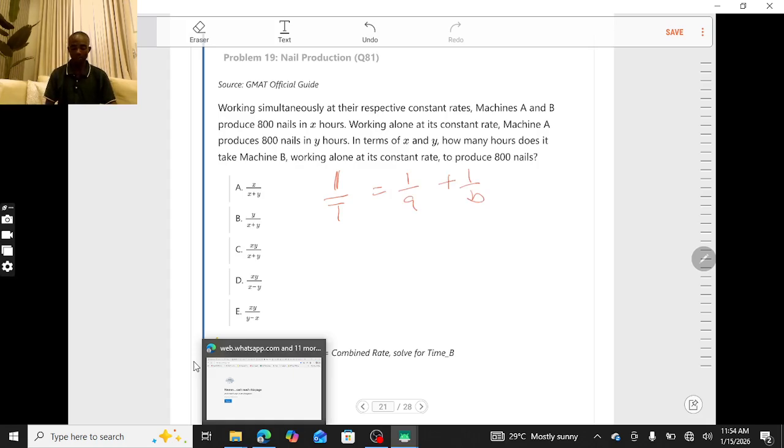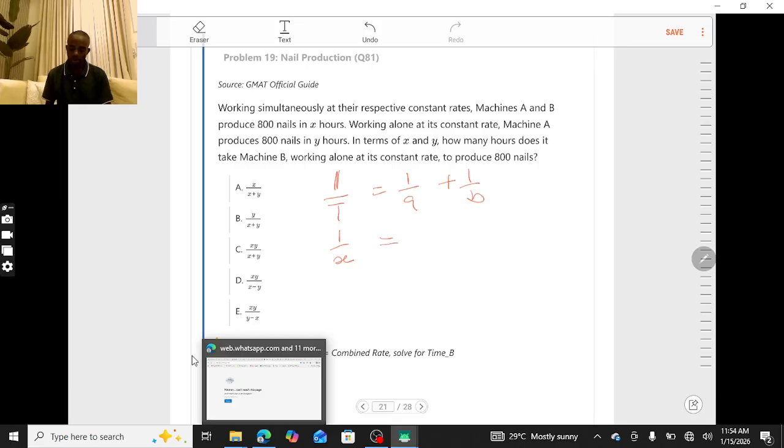Let's read slowly. Working simultaneously at their respective constant rates, machines A and B produce 800 nails in S hours. That's working together, right? That means T here is the same thing as S. Do you agree with me? Remember, T is the time it takes A and B working together. So machines A and B produce this in S hours.